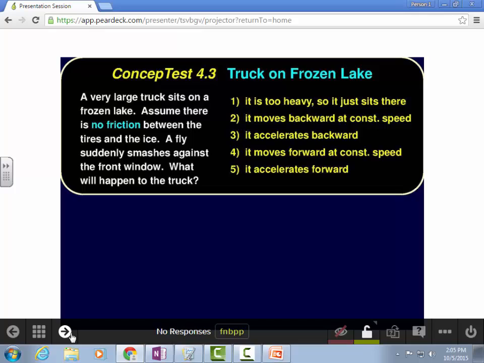Frozen is another word for frictionless. All right, a large truck sits on a frozen lake. Assume there's no friction between the tires and the ice. A fly suddenly smashes into the front window. What will happen to the truck? It says what will happen to the truck.